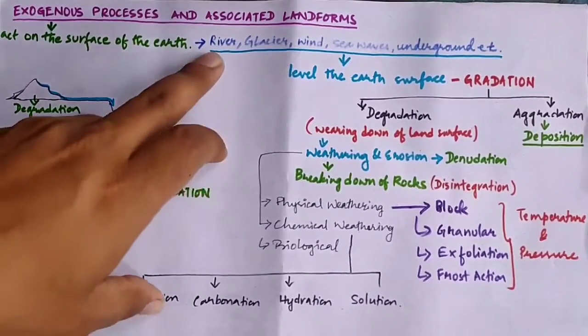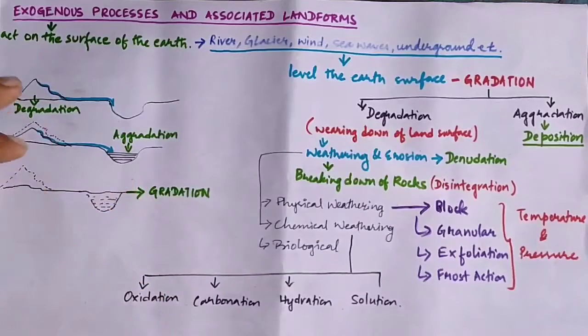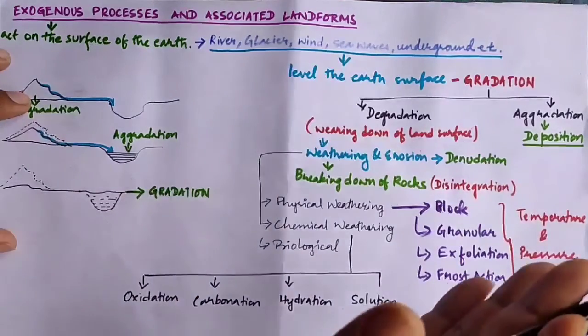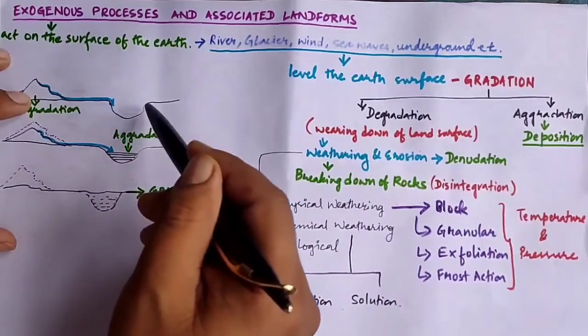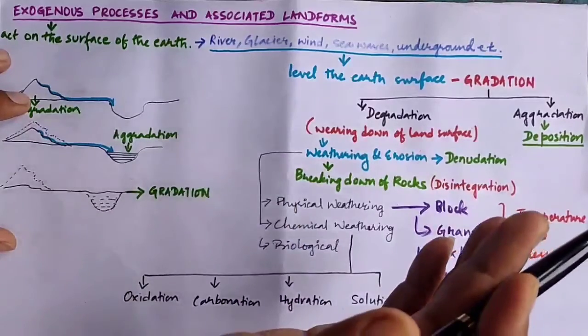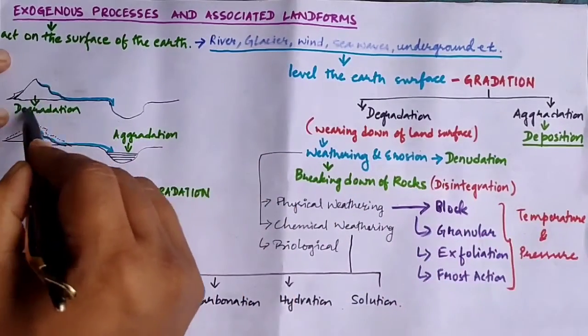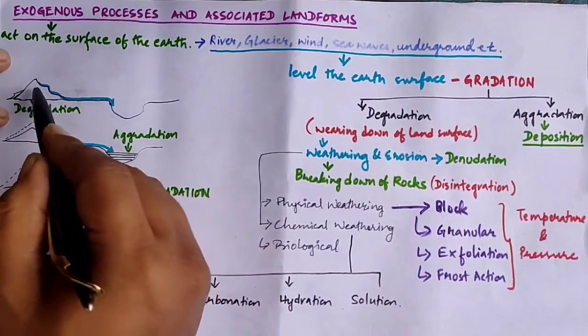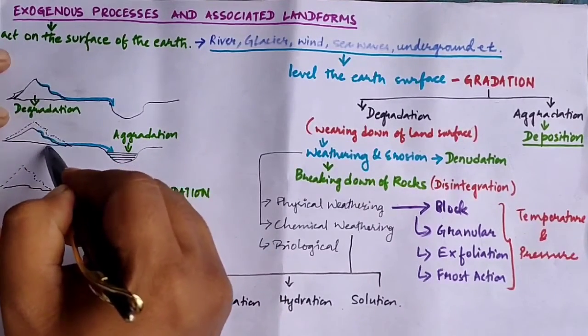Now for example, let us take rivers. If there is a highland, the rivers will continuously act on that highland and weather away the materials, or disintegrate the materials into smaller pieces, isn't it? And those materials will be taken away into some far flung areas and deposited in a depression, in a low lying area. Here the process of degradation is taking place, and over the years the materials will be taken down and the height of this place will be reduced.